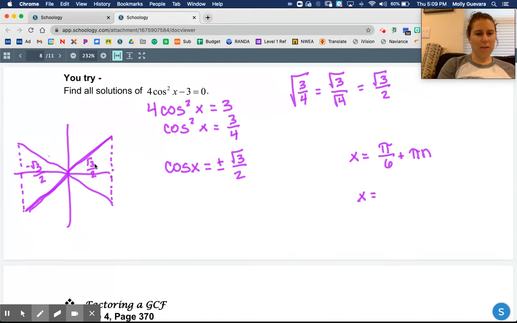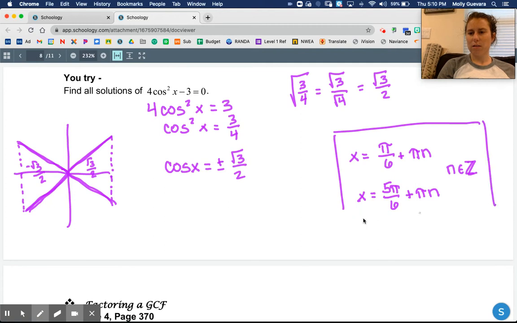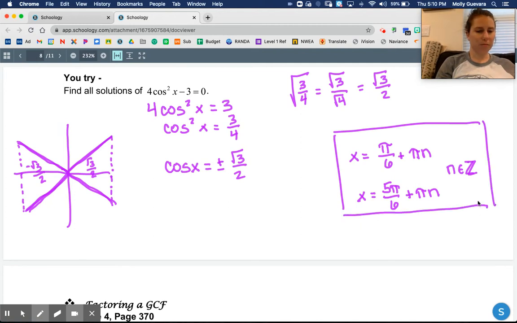Same thing here. This guy is 5 pi over 6. And if I add pi, I'm going to get down here at 11 pi over 6. And then if I add pi again, I get 5 pi over 6, and I add pi again and again. So I can just keep adding pi. And then we just have to make sure that n is in the set of all integers. And there it is. Hopefully that makes sense. Just solving the equation and then doing what we did on the warm-up.